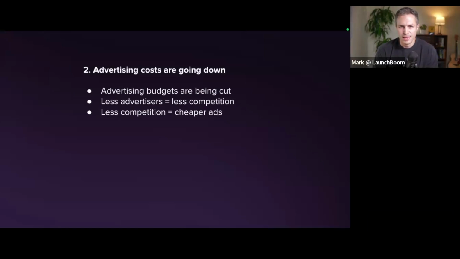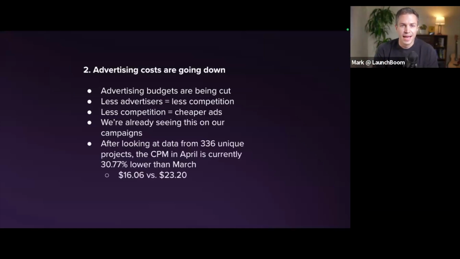It's supply and demand. If there's a lot of demand, a lot of people spending money on ads, it's going to be more expensive. And we're already seeing this on our campaigns. We track all the aggregate metrics, including the CPM, or the cost per 1,000 impressions to show your ad, and that has been going down. Across 336 unique projects, the CPM in April is currently 30% lower than March.